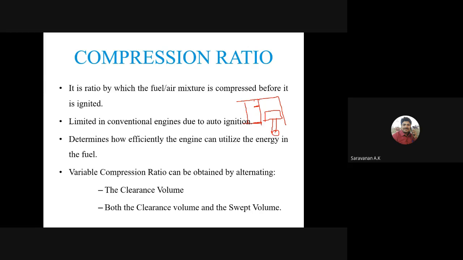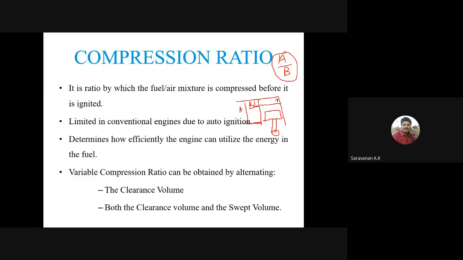Then what about its volume? Once the piston reaches the TDC position, what about its volume? The ratio between this volume and this volume, A by B, that is the maximum volume to the minimum volume, right? So it is called the compression ratio.